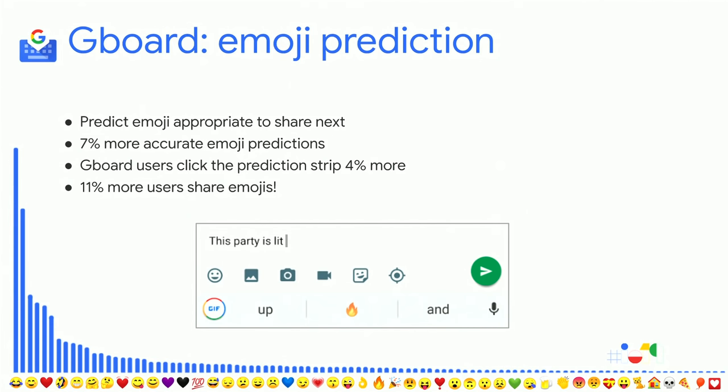And this model ends up with 7% more accurate emoji predictions. And Gboard users actually click the prediction strip 4% more. And I think most importantly, there are 11% more users who've discovered the joy of including emoji in their text, and untold numbers of users who are receiving those wonderfully emojiful texts.